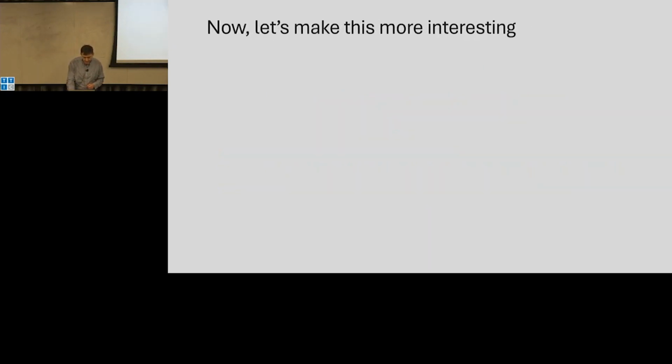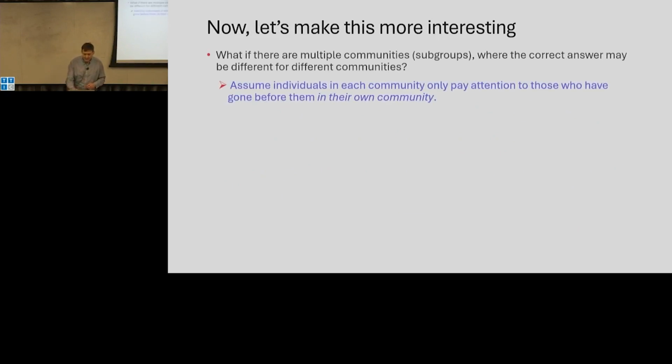Okay. So now let's make it more interesting. Let's imagine that there are multiple communities, subgroups, where the correct answer might be different for different subgroups. So what we're going to assume here is that individuals in each subgroup only pay attention to those who've gone before them in their own subgroup, in their own community. They know who's in their community, and the best action is the same for all of them, but there are different communities sitting around. Okay, that's not exactly realistic, but it's at least better.